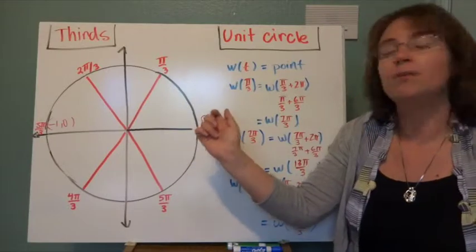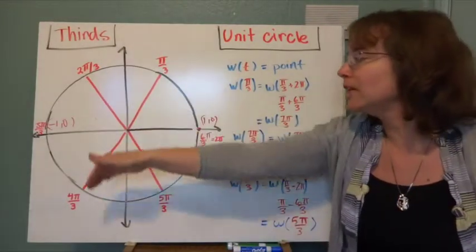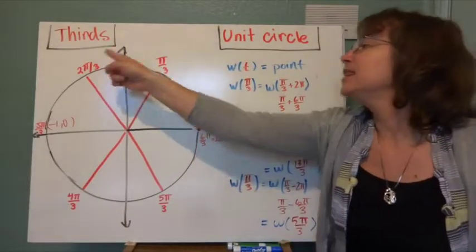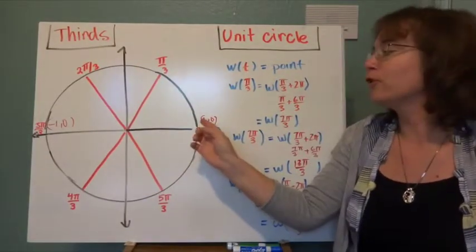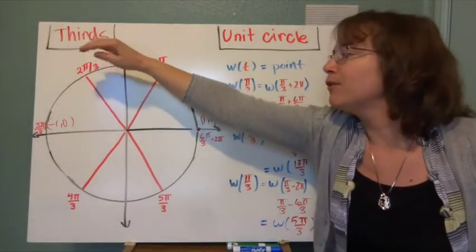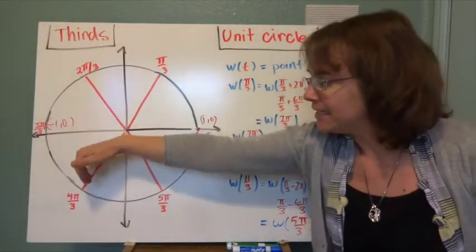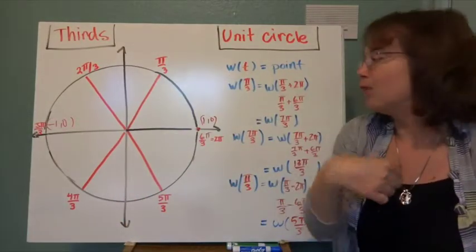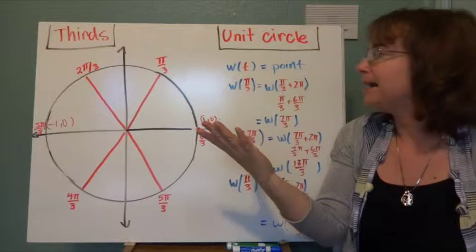We could continue because of our wrapping function. If we're looking in terms of radians, if we continue with this distance, 6 pi over 3, continue wrapping 7 pi over 3, 8 pi over 3, 9 pi over 3, 10 pi over 3, 11 pi over 3, 12 pi over 3, or 4 pi.